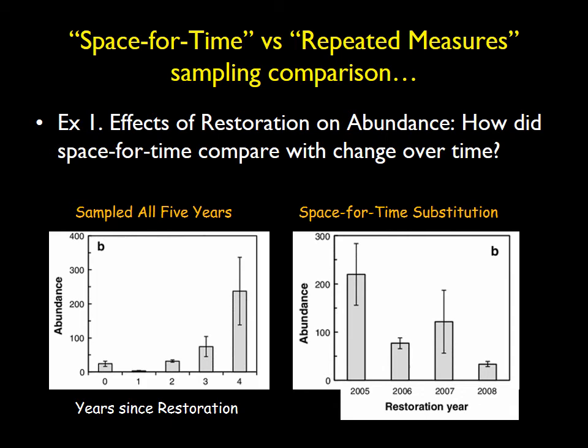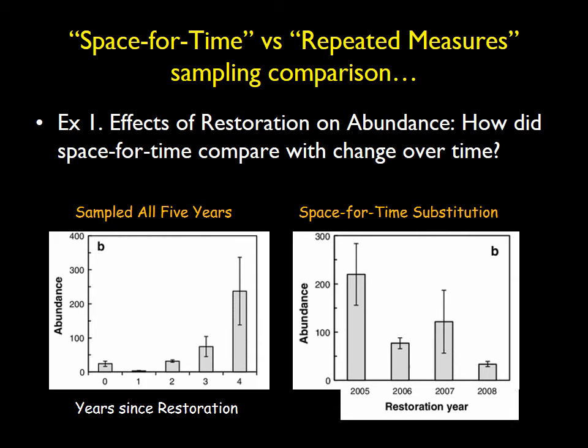Okay, so first they looked at effects of restoration on abundance. How did the space for time approach compare with looking at change over time? So on the left is the change over time, and these are the number of years since restoration happened. And you can see, particularly in years 3 and 4, there were definitely more orthopterans.